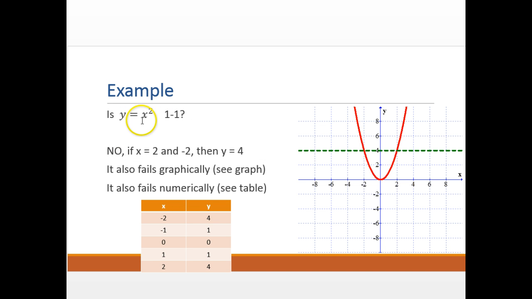So is y equals x squared one-to-one? Here's the graph of y equals x squared. Notice it does not pass the horizontal line test. It fails. Also, if x equals 2 and negative 2, y is 4. In other words, an item of the range is repeated. We look at the table and notice the y values are the same. Even though we have different x values, this is still a function because it passes the vertical line test. However, it's not a one-to-one function because it does not pass the horizontal line test.